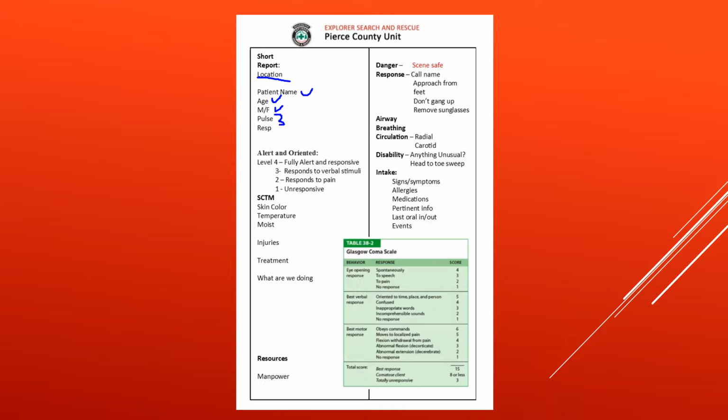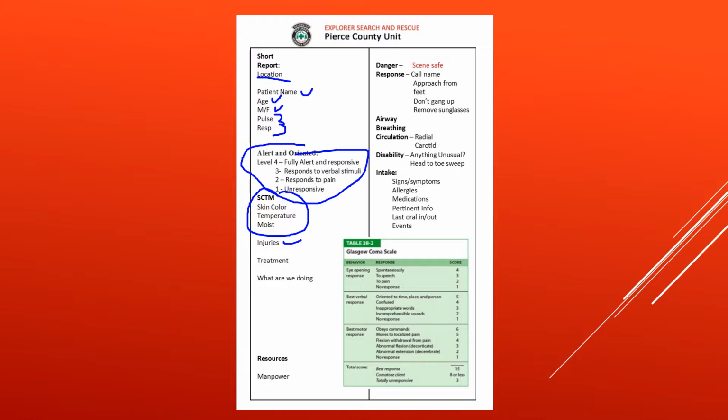Pulse and respiration, you're going to take those, but for right now, all we need to know is, are they normal? Is the pulse high? Is the respiration rapid? We need that kind of description. We don't need to know that the pulse is 53, for example. The next thing, we don't need to worry about alert and oriented right now, and we don't need to worry about skin color, temperature. We do need to know about injuries.